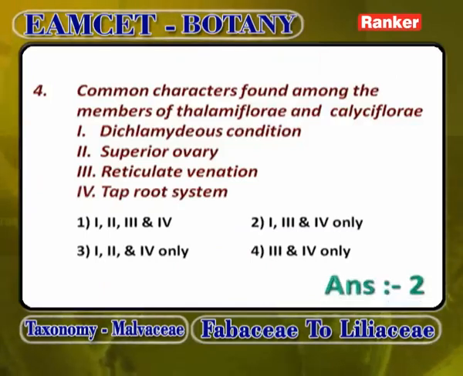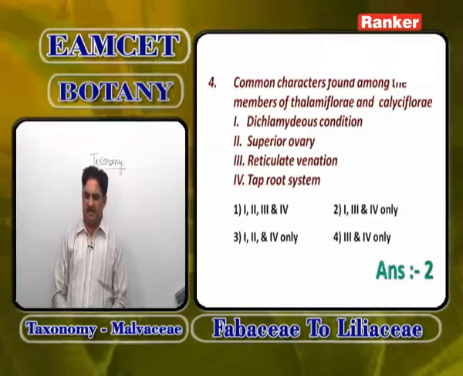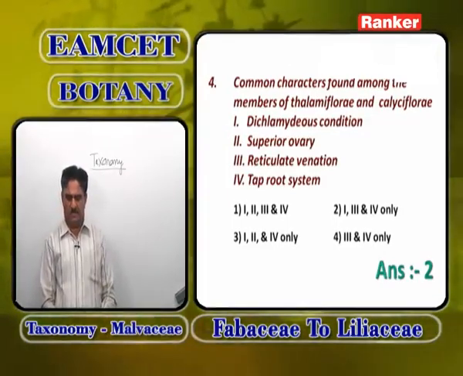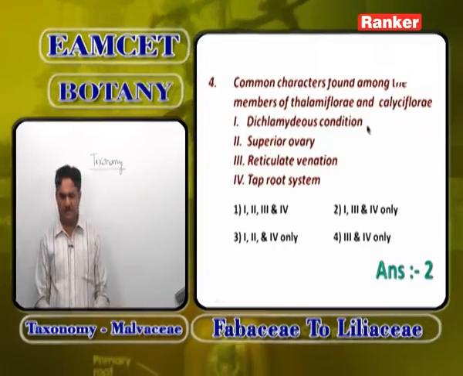Next, common characters found among the members of Thalamiflorae and Calyciflorae. Thalamiflorae and Calyciflorae both belong to Dicotyledonae. Dicotyledonae also includes polypetalae. Polypetalae is divided into three series: Thalamiflorae, Disciflorae, Calyciflorae, based on the shape of the thalamus. In Thalamiflorae, the thalamus is flat plate-like. In Calyciflorae, the thalamus is deep cup-like.